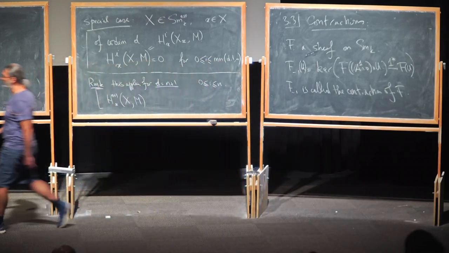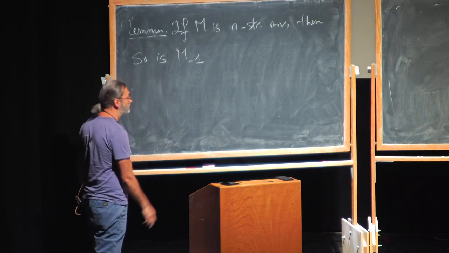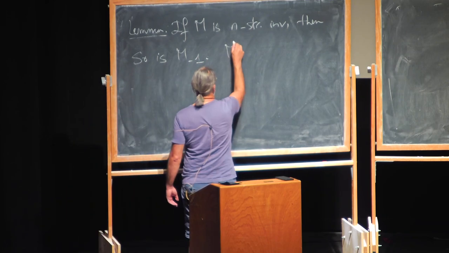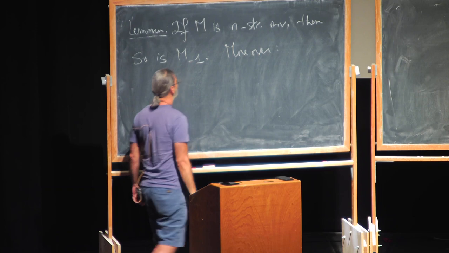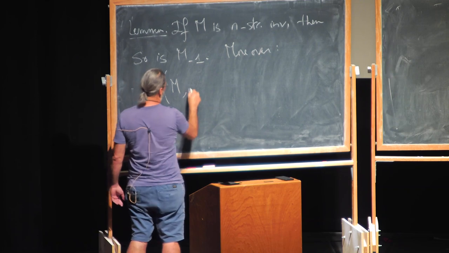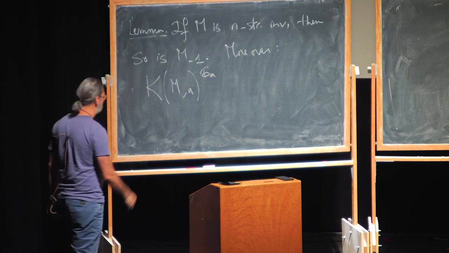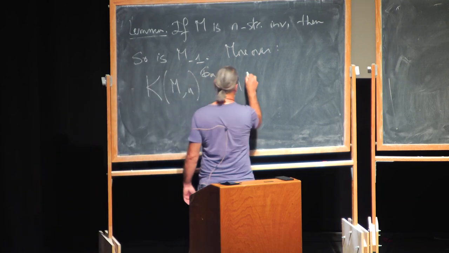Okay, so here's one fact about this. If M is strongly A^1-invariant, then so is M_{-1}. The contraction preserves this property. And moreover, we have the following. The Eilenberg-MacLane space of M in degree n, and you take G_m loop space of it. This is given by K(M_{-1}, n).